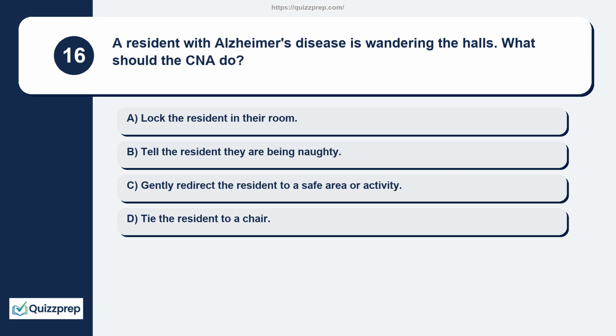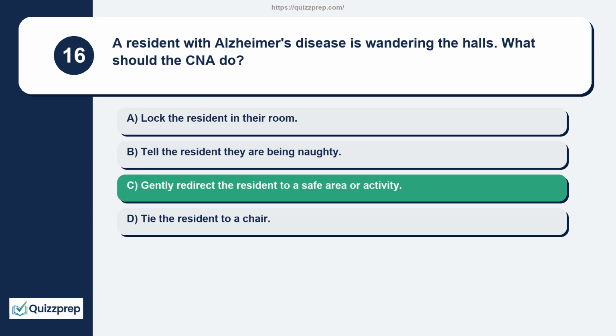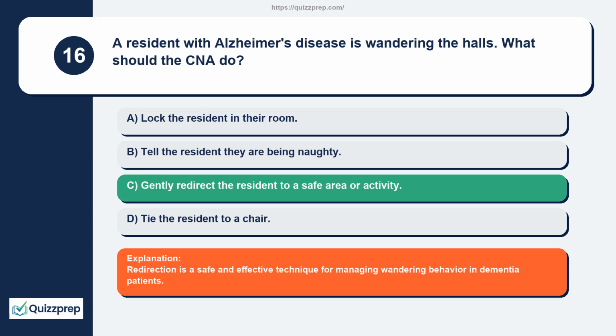Question 16. A resident with Alzheimer's disease is wandering the halls. What should the CNA do? Lock the resident in their room. Tell the resident they are being naughty. Gently redirect the resident to a safe area or activity. Tie the resident to a chair. Redirection is a safe and effective technique for managing wandering behavior in dementia patients.